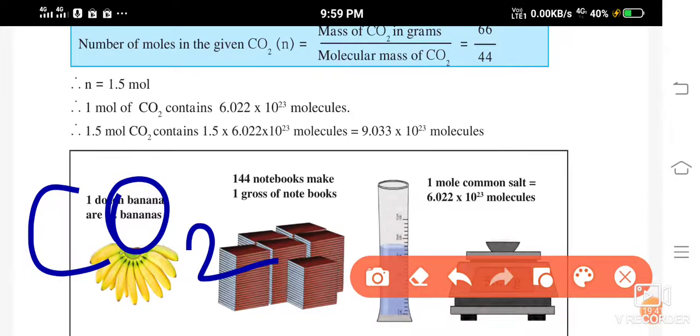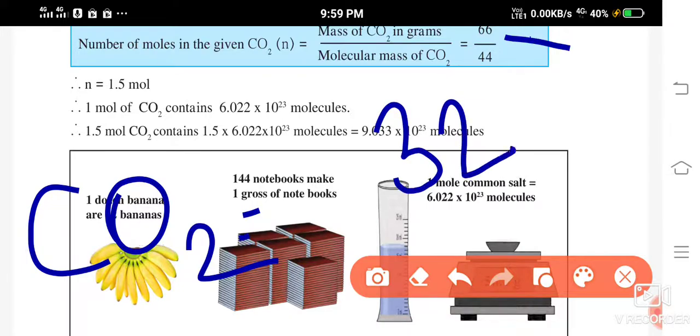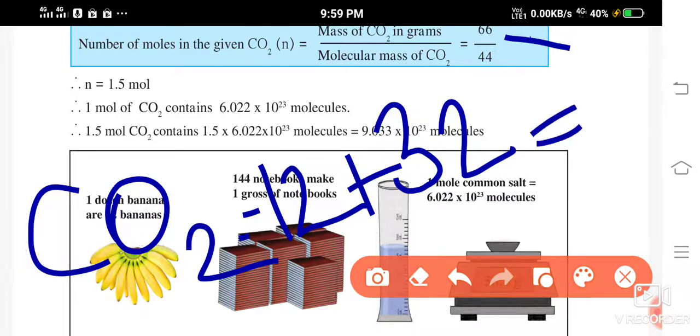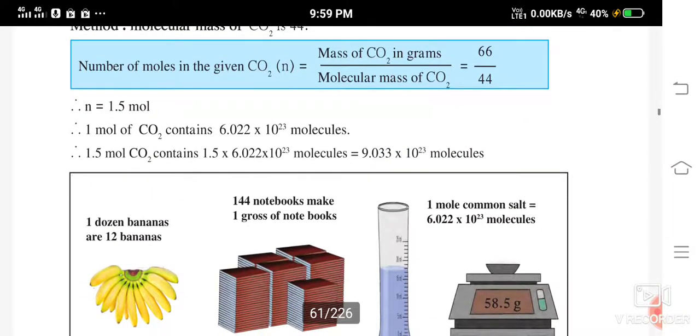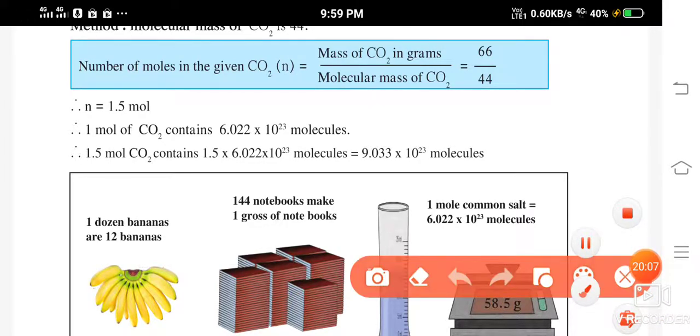Yes, how many grams is it? It's given to you as 66 grams, right? So what is the molecular mass? Oxygen, 32, plus carbon is how much? 12. So that is equal to 44. Okay, so this is 44. So 66 by 44, you got n as how much?